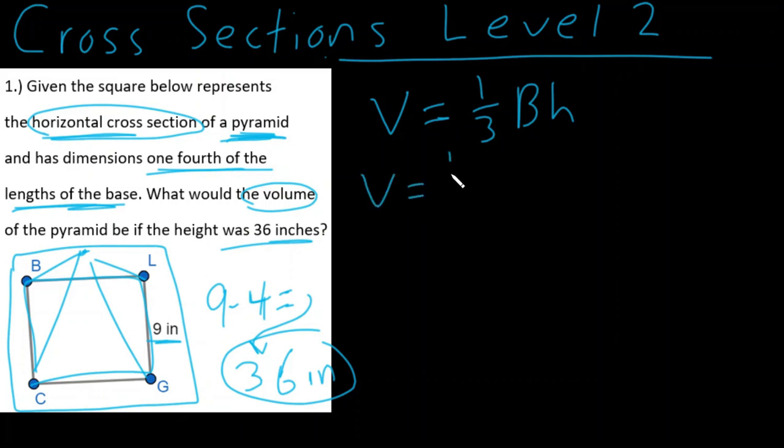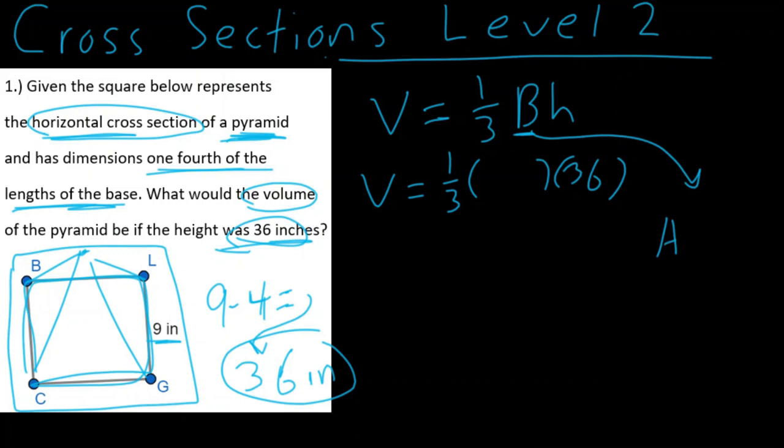So let's fill in some parentheses. 1/3 times, and then our height, we actually know that. It says that the height of the pyramid will be 36 inches. Now we want to know the area of the base. We know that our base is a square. How do you find the area of a square? Area of a square is equal to side squared. And we know that our base lengths are 36. So all we have to do is 36 squared, and this will give us our area.